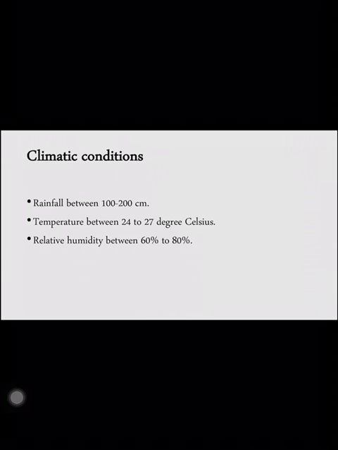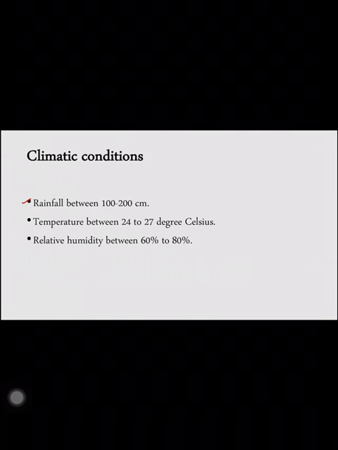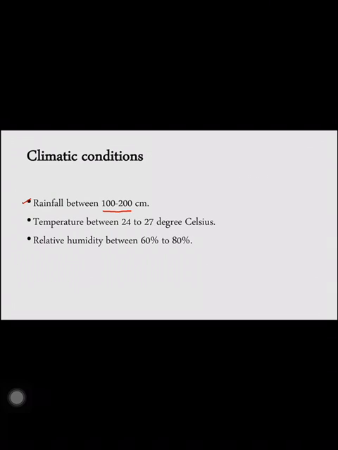Now, what are the climatic conditions? First, rainfall between 100 to 200 centimeter. This is the first important climatic condition that is required for the growth of monsoon forest or deciduous forest. If you try to recall, in the evergreen forest, we've learned that evergreen requires rainfall of more than 200 centimeter, whereas this deciduous forest requires 100 to 200 centimeter of rainfall.